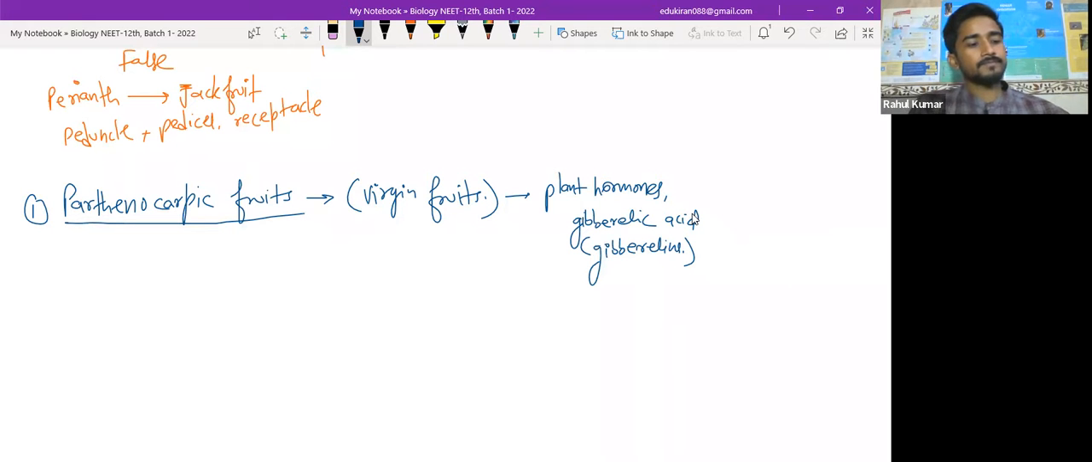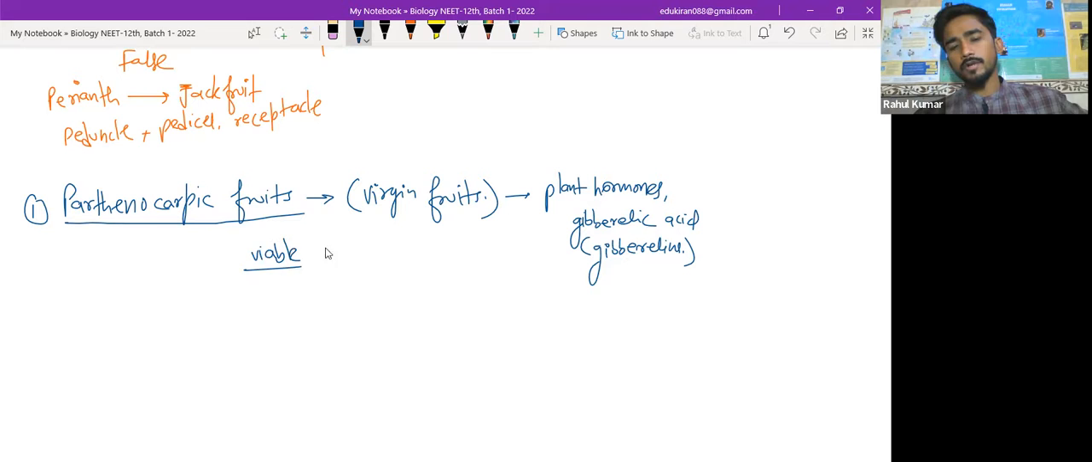Parthenocarpy produces bigger and pulpy fruits without seeds. Write down, without any viable seeds. I will tell you why. Add this word there, viable.